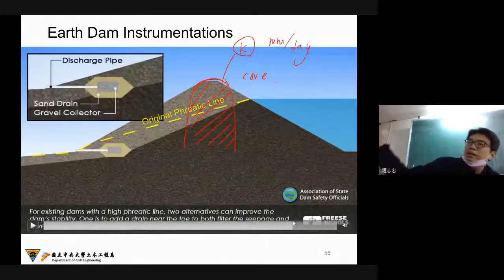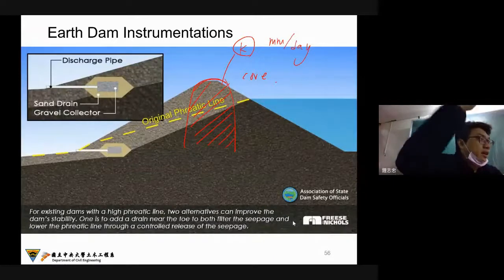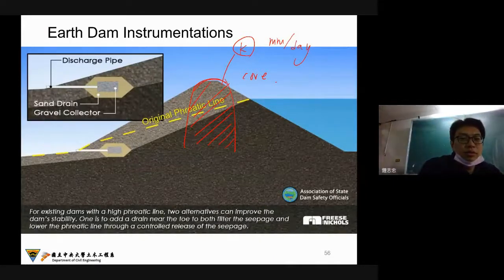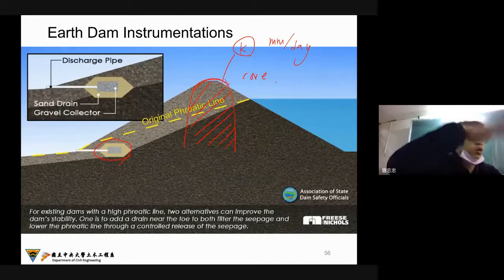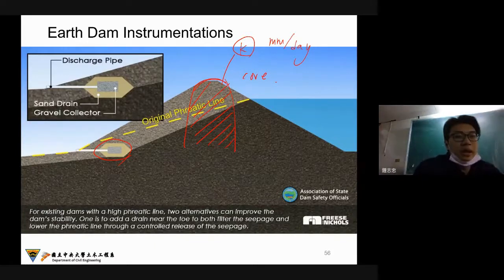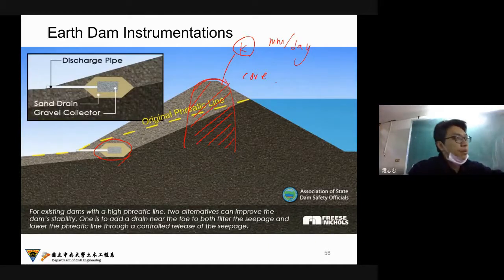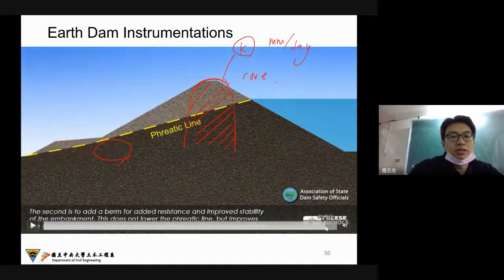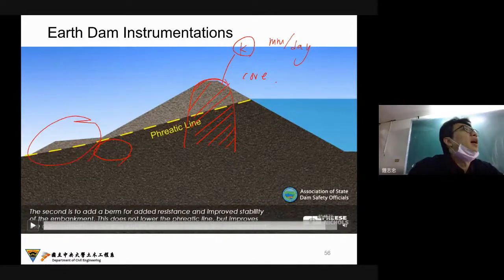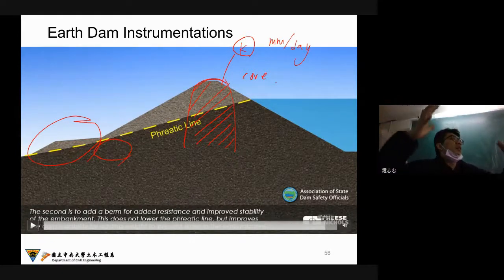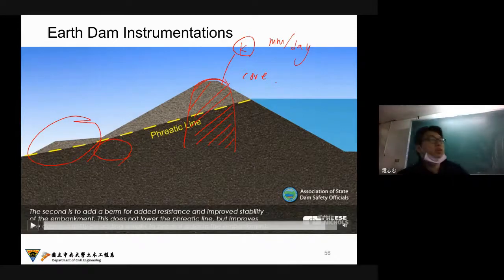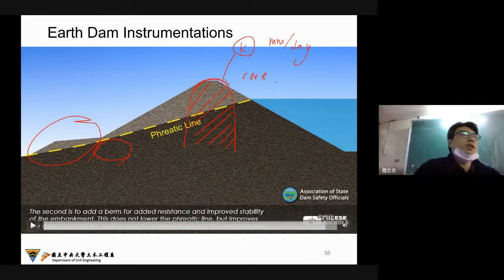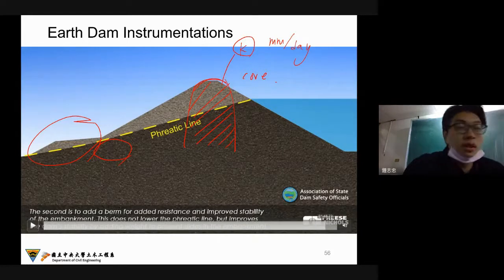And this video also shows some advanced technology to maybe lower the water level in the toe of this earth dam to increase some of the drainage paths. Okay, and the other strategy is to try to increase the volume of this earth dam, of course, to increase the weight and increase the stability of this slope.